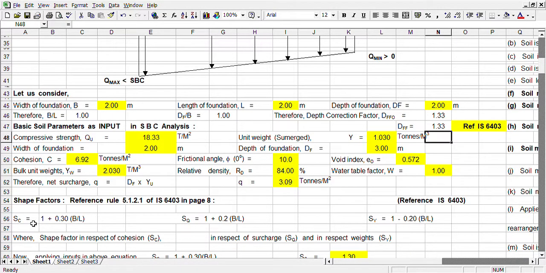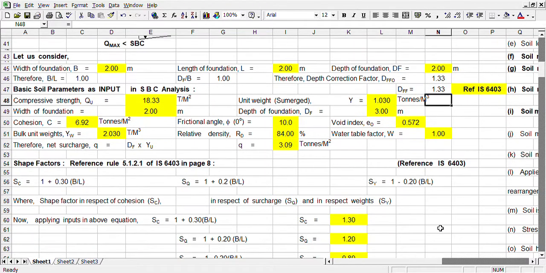There are some equations in IS 6403 for shape factor. This is the shape factor in respect of cohesion, in respect of surcharge, and in respect of weights. Here, instead of using 0.8 directly, I am converting it to a mathematical equation, 1 minus 0.2 into B by L. These are the shape factors.